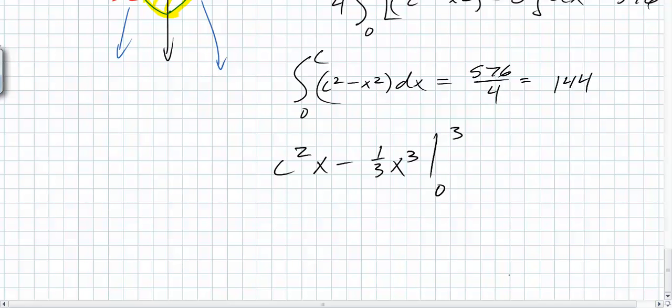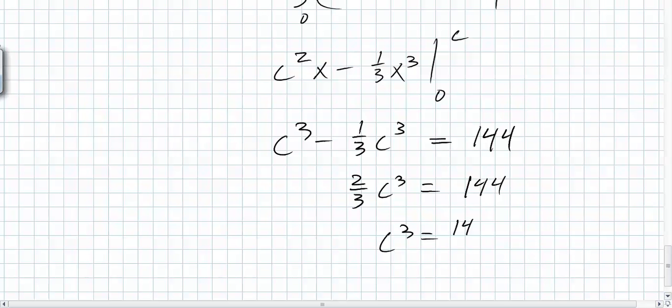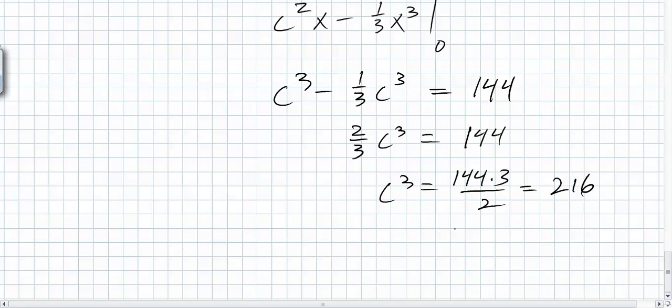So you plug in c for what? X, right? c for x. Do you see that, right? So what do you end up with? 0 to c, I'm sorry. 0 to c. That is my fault completely. C cubed minus 1/3 c cubed has to equal what? Which is 144, right? So that's 2/3 c cubed is 144. So c cubed is equal to 144 times 3 over 2, which is what? 216. 1 minus 1/3. So c is equal to 6.